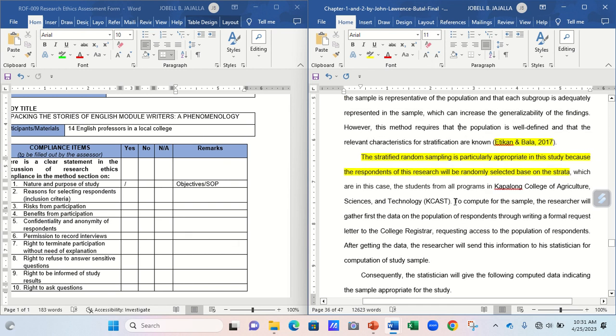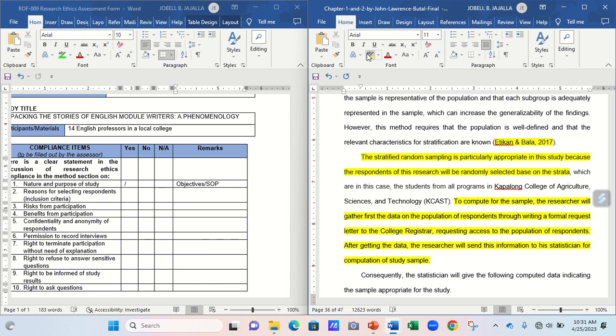So the steps also on how you will get the population. So to compute for the sample, the researcher will gather first the data on the population of respondents through writing a formal request letter to the college registrar. So give document nila giunsa nila pagkuha atong sample. So of course gikuha pa nila ang population by writing a formal request letter to the college registrar to request access to the population of the intended respondents.